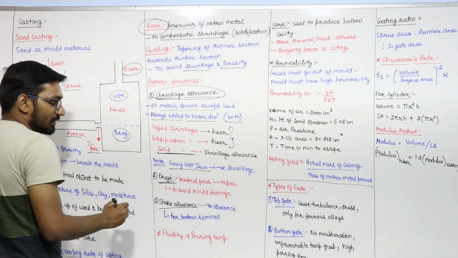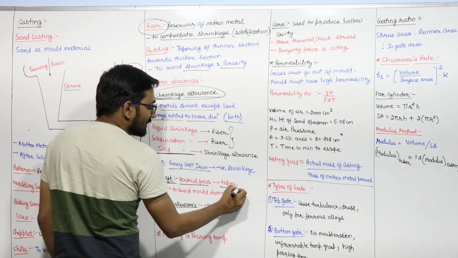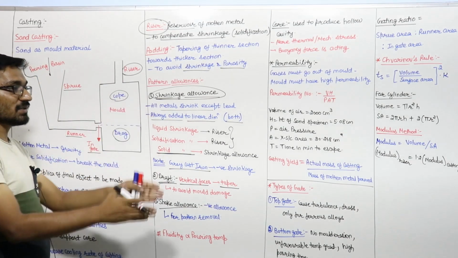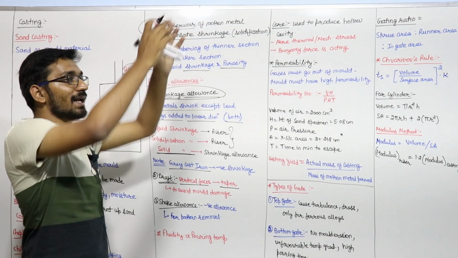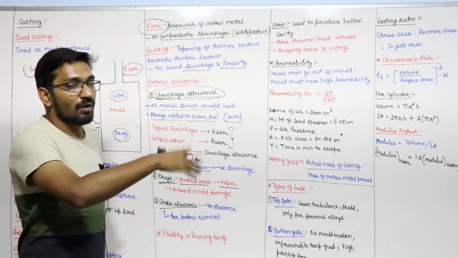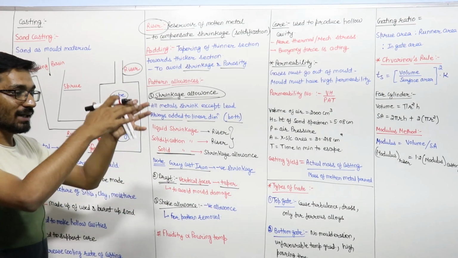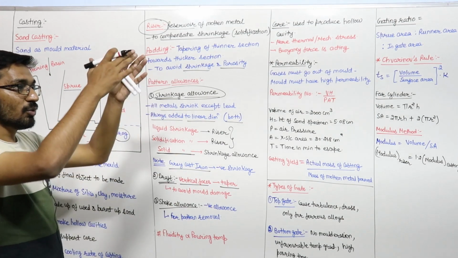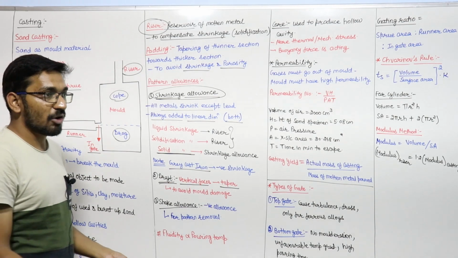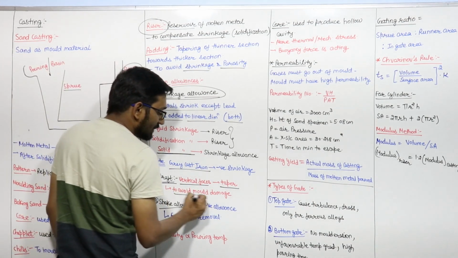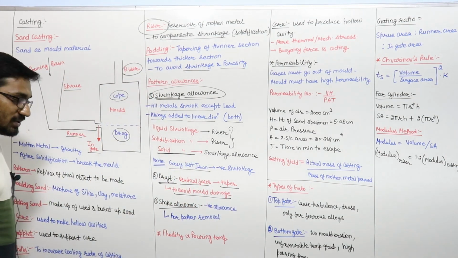In draft, we make the vertical faces of the casting into tapered faces. Because if the faces are vertical and you remove the material like this, it will damage the wall of the mold. It will be very difficult to remove the metal. If you make it taper, removing the object from the mold cavity is much easier. So the draft avoids mold damage.